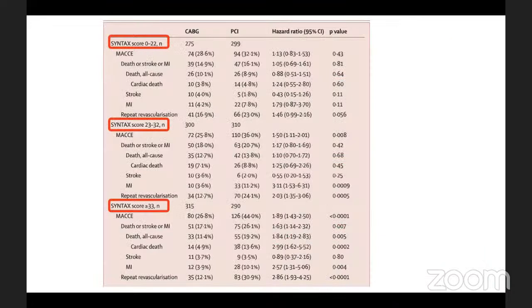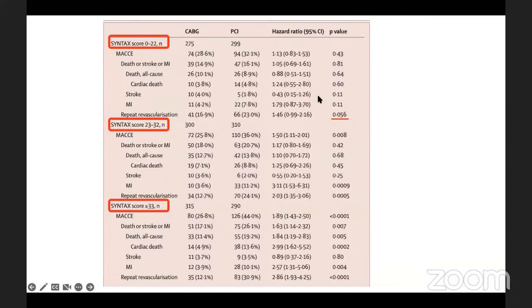They did the same at 5 years, and they also tested the MACE according to the SYNTAX score. And what they found at 5 years is that with a low SYNTAX score, the MACE as a composite was not significant. However, looking at each component, only repeat revascularization was almost significant.